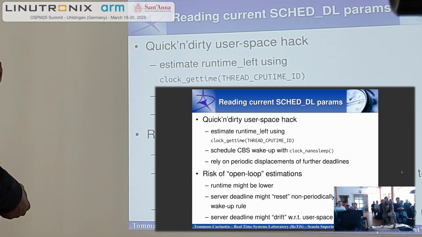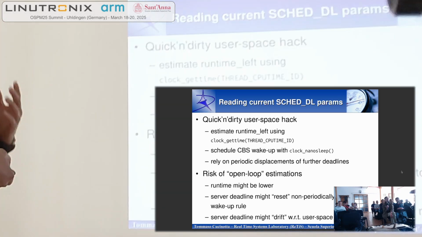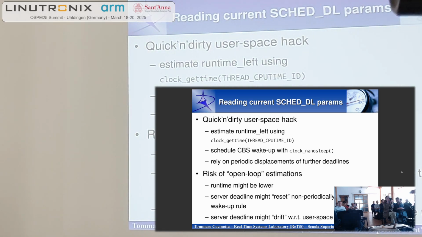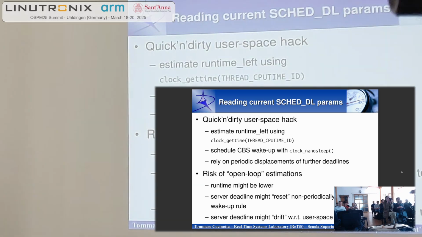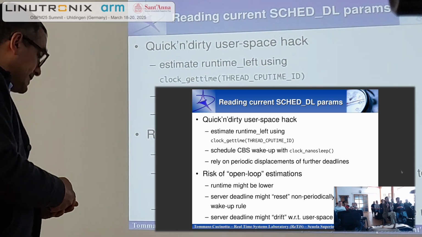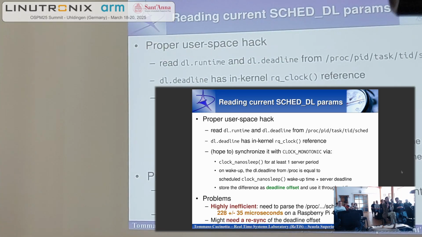The other, a little more nasty problem, is that there might be a drift. Even if I woke up periodically, there might be a drift between my notion of time in user space, like clock monotonic, and the sched_clock used in the kernel for accounting. And this is actually creating some synchronization problem. So let's say, okay, how can we do that?